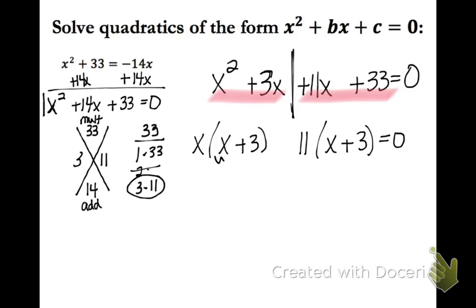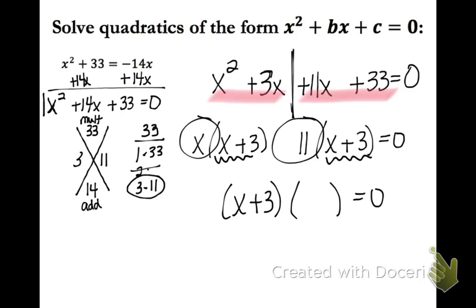Okay, the next thing is these have to be the same. So always double check. I like to squiggle underline them so that I can say that I've checked that they're the same. We're going to write that once. And then in the other parentheses, we're going to use this x and this positive 11. So x plus 11. So this is factored right here.